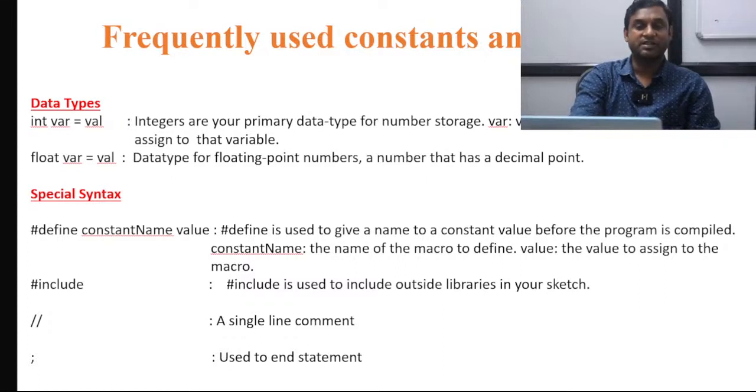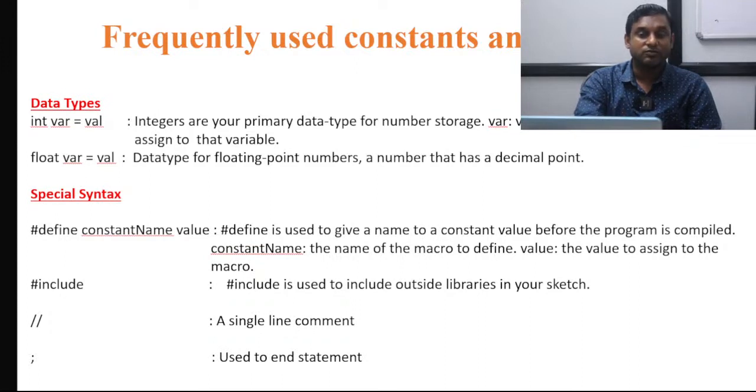Next we'll go to the special syntax. In special syntax, the first one is #define: #define constant name and value. #define is used to give a name to a constant value before the program is compiled. Suppose I'm writing #define LED 13. That means I am giving the constant name LED equal to 13. Similarly, I can write #include also.